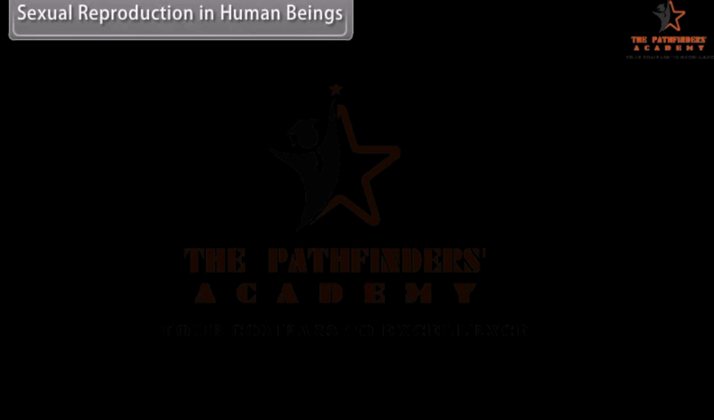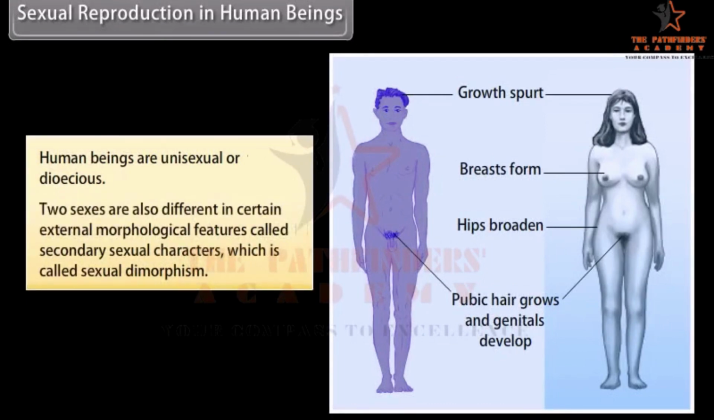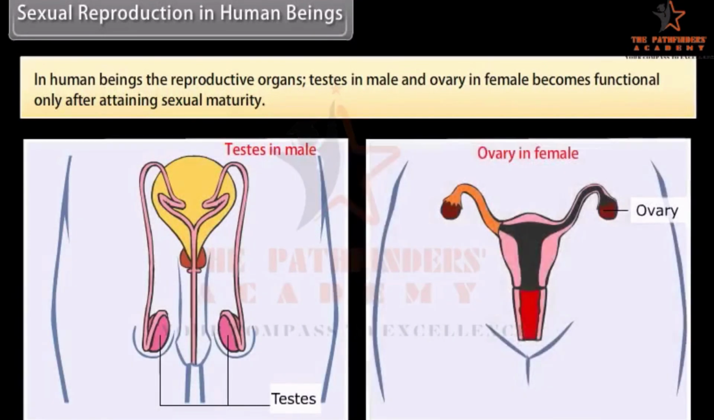Sexual reproduction in human beings. Human beings are unisexual or dioecious. The two sexes also differ in certain external morphological features called secondary sexual characters, which is called sexual dimorphism. In human beings, the reproductive organs, testes in male and ovary in female, become functional only after attaining sexual maturity.